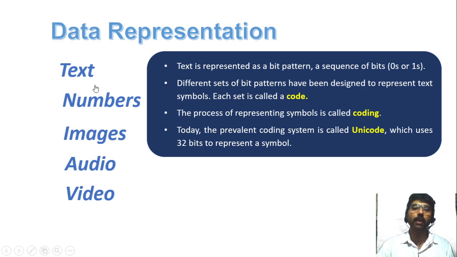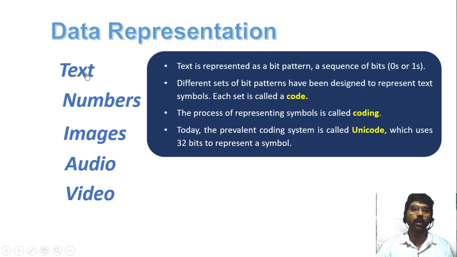One of the best examples of a coding system is ASCII, where each character is made up of 8 bits. All the characters and symbols in ASCII are called codes. The process of representing these symbols is called a coding system. In today's networks and internet, we are using a coding system called Unicode, where each symbol is represented by 32 bits.